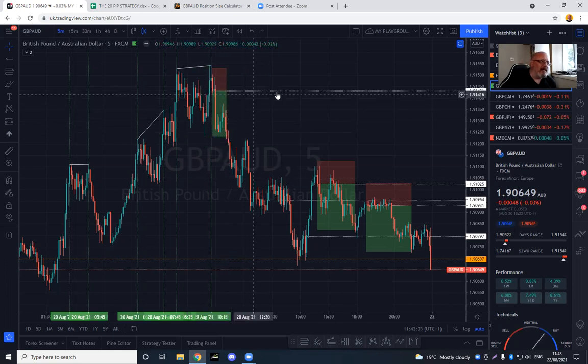So here is the entry point, this dotted line here, and I'm not sharing with you exactly how I pick out the entry points, but for those of you who are familiar with Forex, you may well be able to pick out where I got the entry point from.